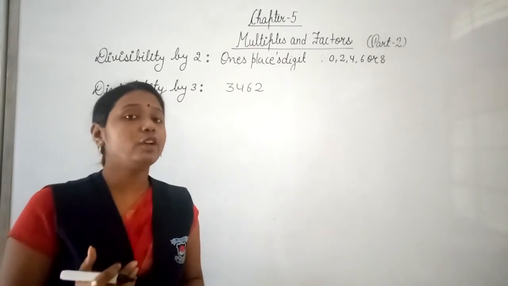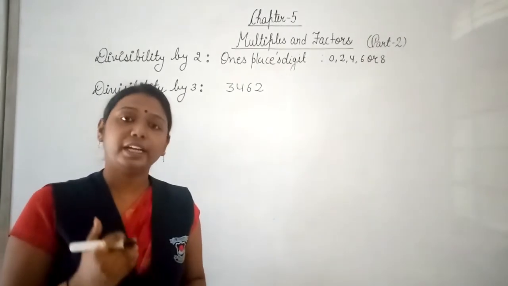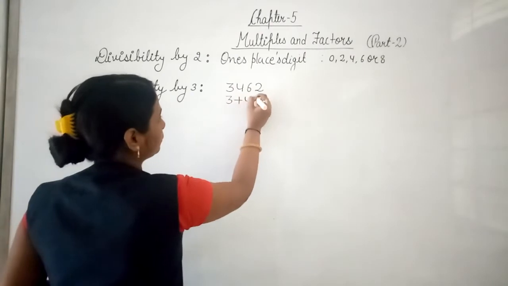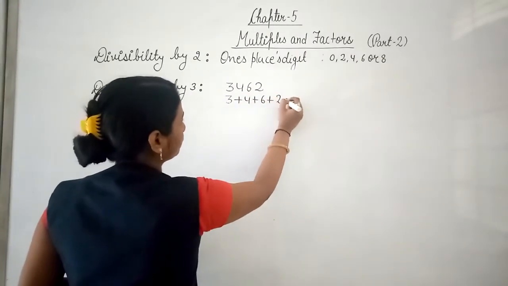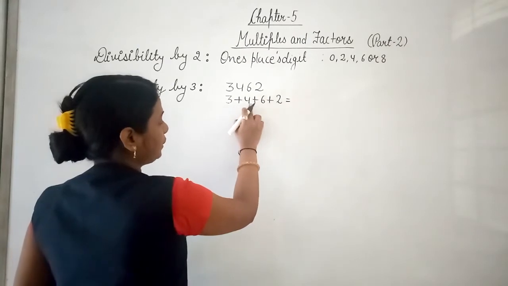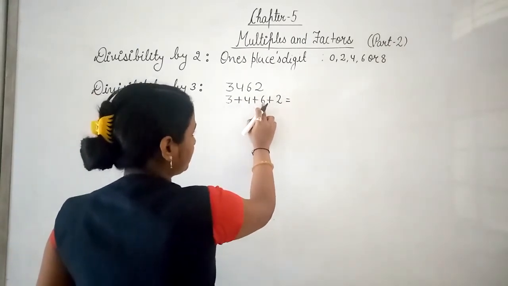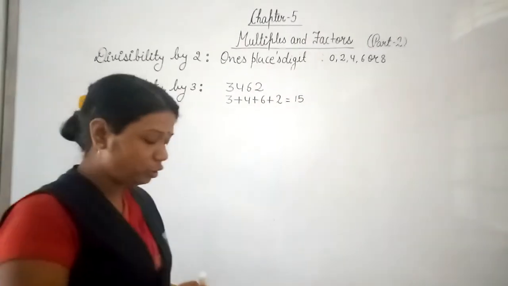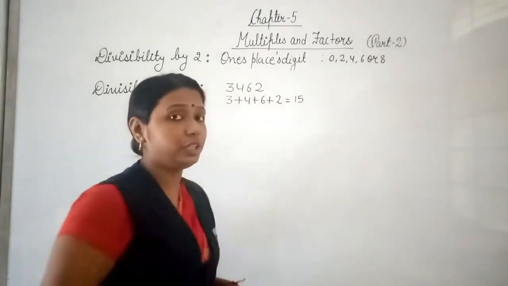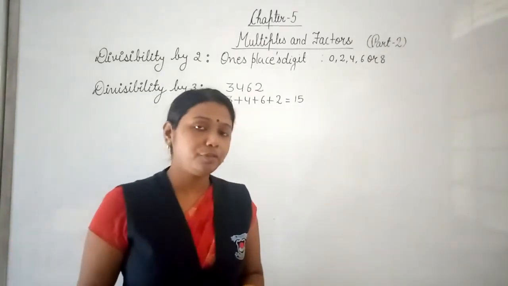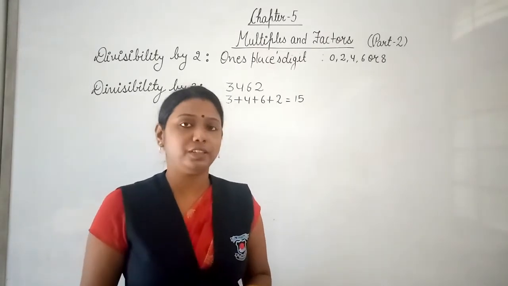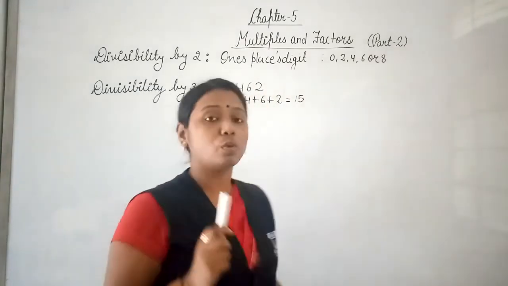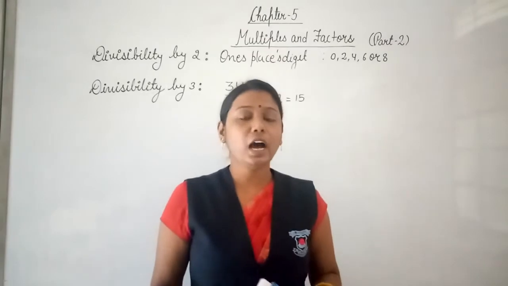They are asking us to check whether the number is divisible by 3 or not. We will not perform the long division method over here. Instead, we will apply the trick. We will add all the digits of this number. So, the sum is 3 plus 4 is 7, 7 plus 6 is 13, 13 plus 2 is 15. Now we all know that 15 is a multiple of 3. It means 15 is divisible by 3. So, this number 3462 will also be divisible by 3. See how easy it is.